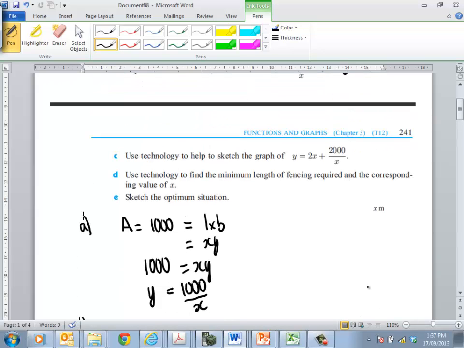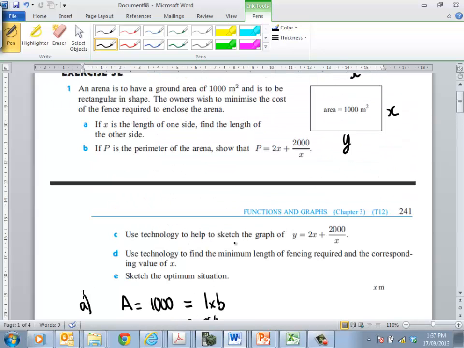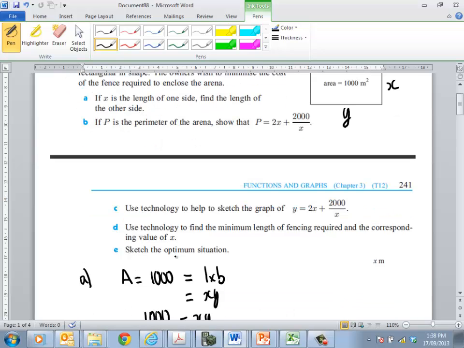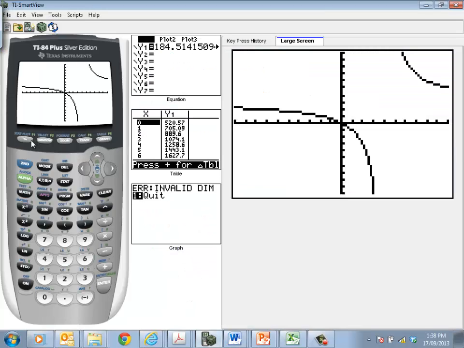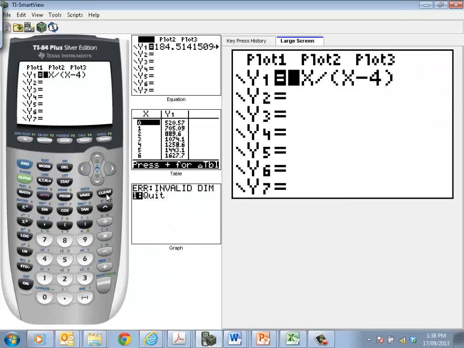Now what are we trying to do? We're trying to maximise or minimise the perimeter. We're actually trying to minimise it so this guy doesn't have to use as much fencing, because the fencing might be quite expensive. Use technology to help sketch a graph of perimeter versus x. So we'll put that into our calculator. Go to our function, y equals, clear that, and enter 2x plus 2,000 divided by x.